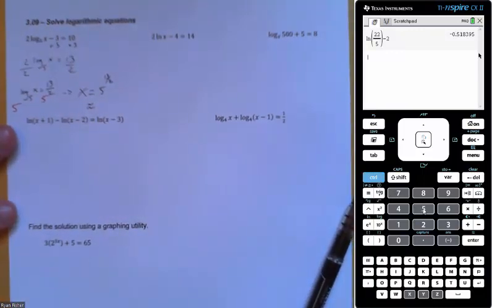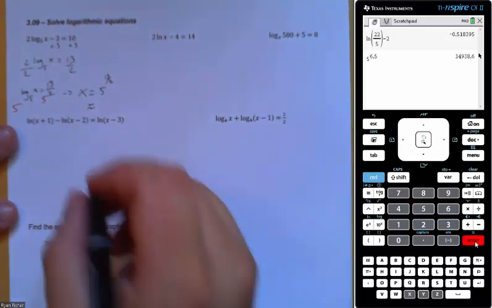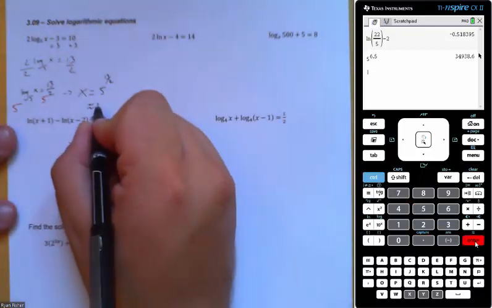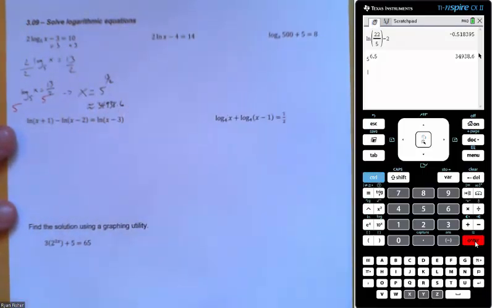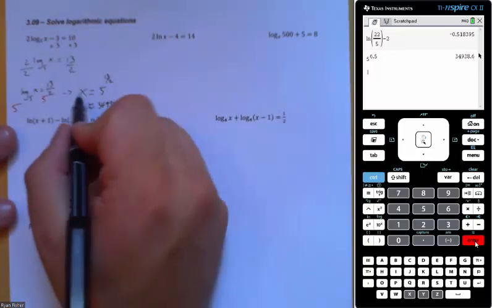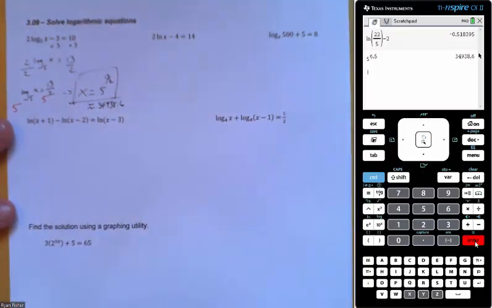I'll figure out what that is in my graphing calculator. 5 to the 13 halves is 6.5, which is approximately 34938.6. Stick with the exact answer.